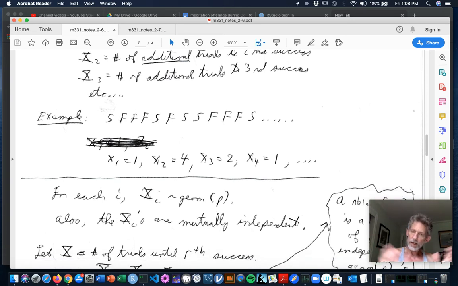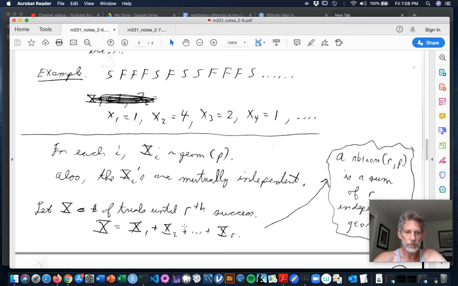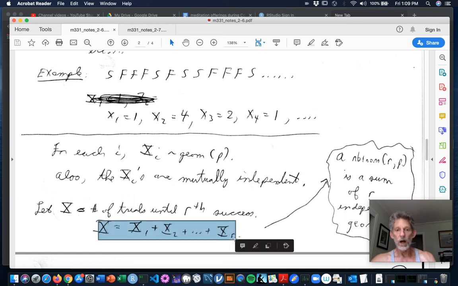Also, since all the trials are independent, the xi's are independent. If I'm waiting around for my fourth success, it doesn't matter how long I had to wait for my first 3. It's just like I've started over and I'm waiting for a success. So all these xi's are independent of each other. And the negative binomial random variable x, number of trials until the rth success, would actually have to be the sum of the x1 up to the xr.